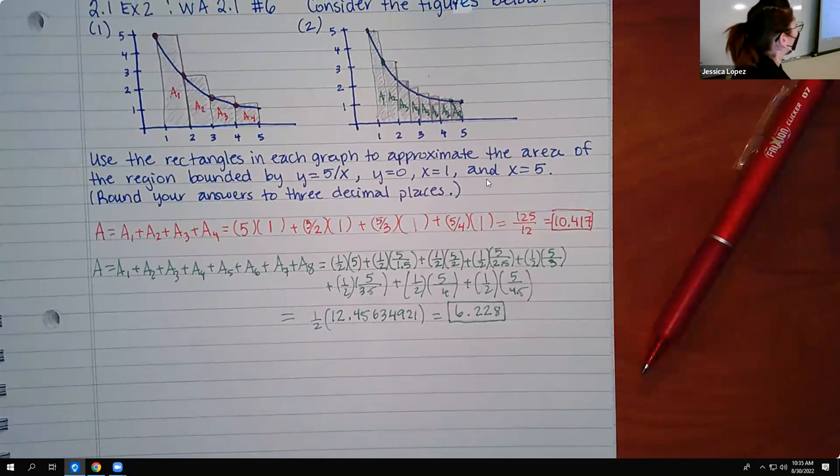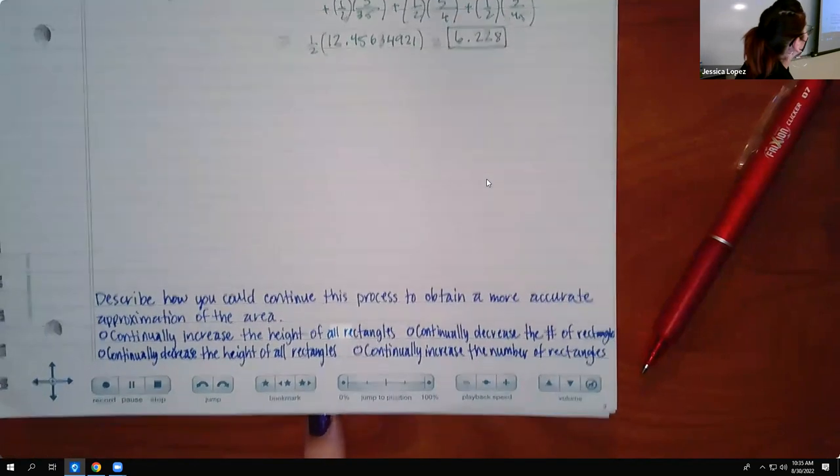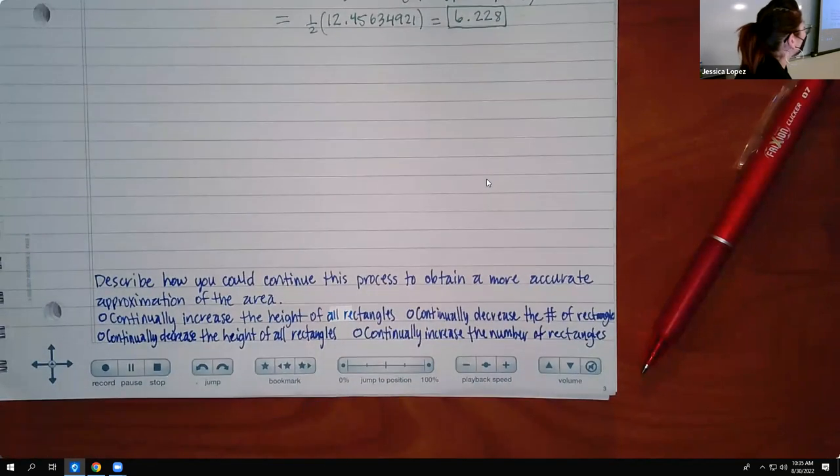Yes, there is another method. When we get to chapter 5, we'll do both and then compare them. You are right. Okay, I've kind of already answered this question, but let's see if you're paying attention. It says, describe how you could continue this process to obtain a more accurate approximation of the area.